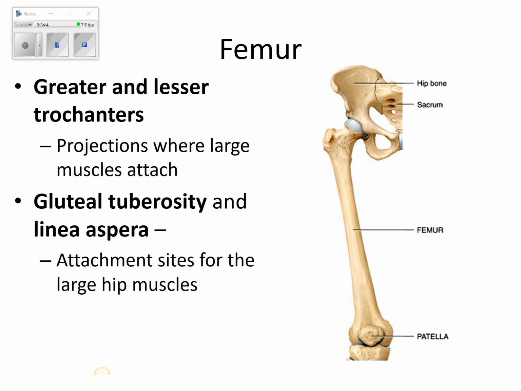Next, you have your greater and lesser trochanters. They are projections where large muscles attach tendons. The greater trochanter is the landmark commonly used to locate the site for intramuscular injections. So make sure that you know that one. That's the landmark or the site for intramuscular injections into the lateral surface of the thigh. The gluteal tuberosity and the linea aspera are attachment sites for the large hip muscles as well.